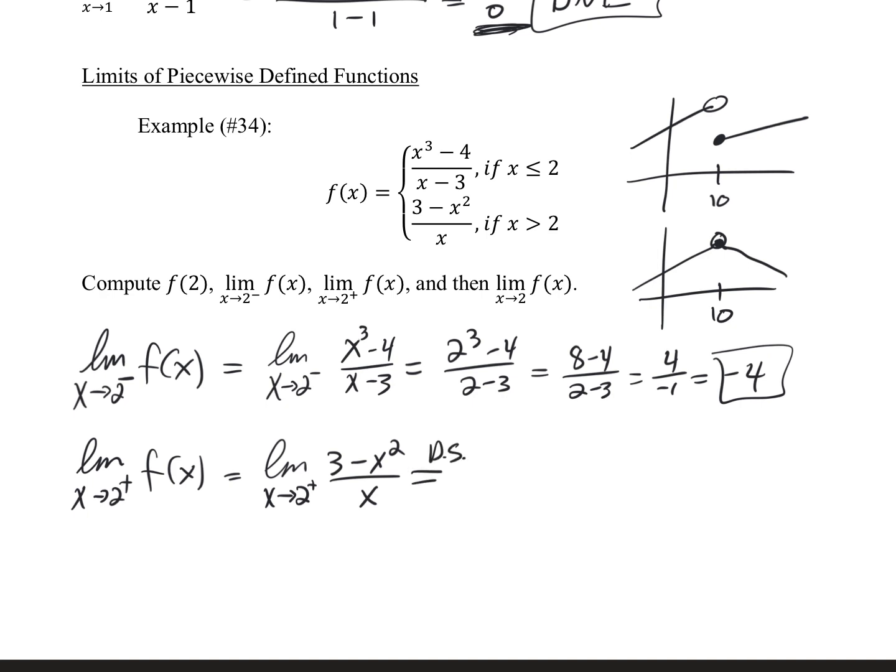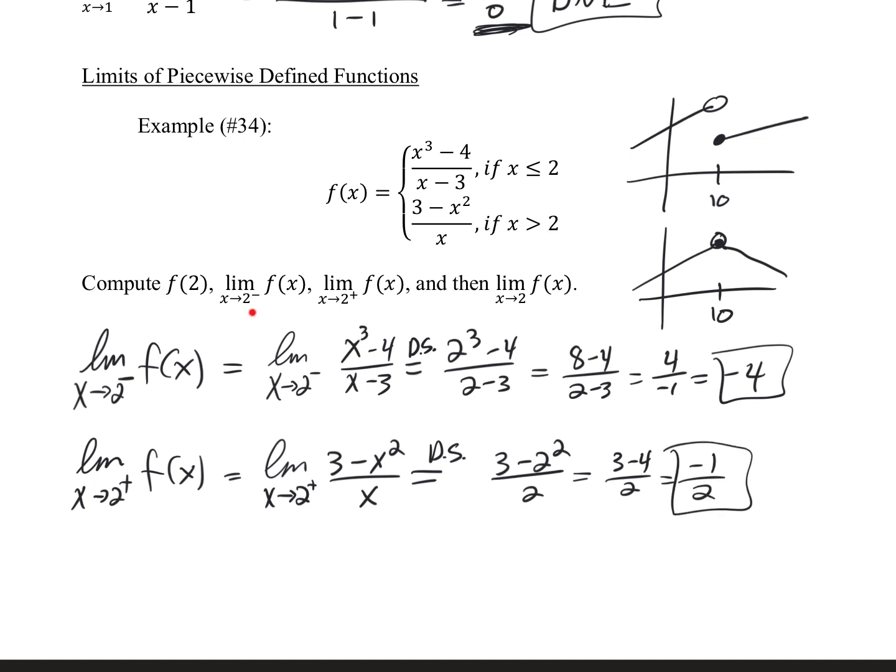Direct substitution, I see I forgot to write that earlier. Let me write that in, direct substitution. So using direct substitution, we get 3 minus 2 squared over 2, which gives us 3 minus 4 over 2, which is negative 1 over 2.